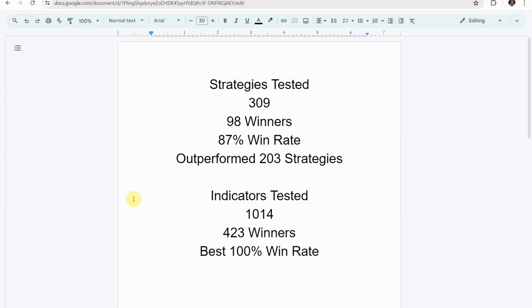Alright, as I said, today we will be testing a pivot point indicator. Before we do though, I wanted to put the testing scoreboard up for everyone to see. So to date, we have tested a total of 309 different strategies, with 98 of them being winners. The best one so far was able to achieve an 87% win rate. That was achieved using the Academy of Forex indicator. And so far, since we've been keeping track, it has outperformed 203 of the other strategies that we have put it up against, every single one so far. We've also tested a total of 1,014 indicators, with 423 of them being winners.